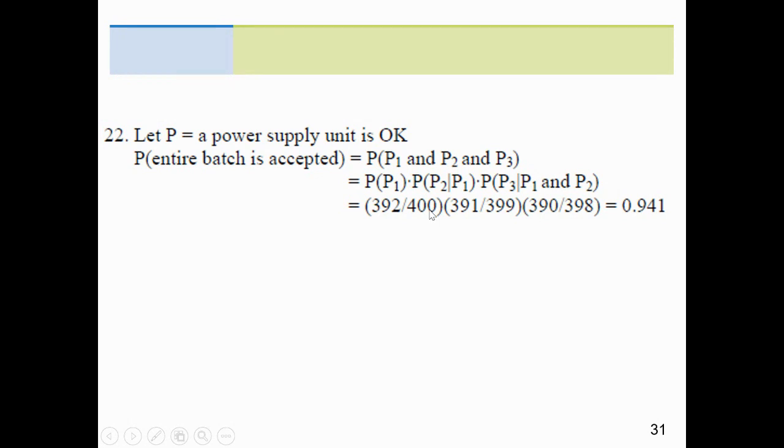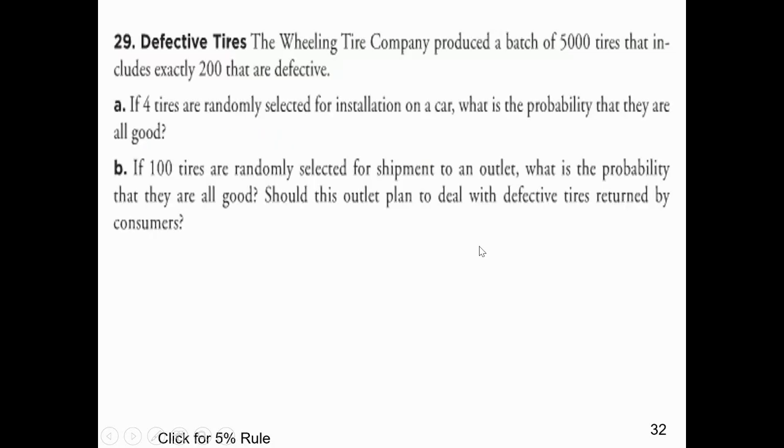I pull that one off to the side. Guess what? There's only 391 good ones out of a total of 399. Third time I do it, it's 390 out of 398. If I did it a fourth time, it'd be 389 out of 397 and so forth. So this isn't bad. Your calculator will do this. All right, all you have is 3 fractions.